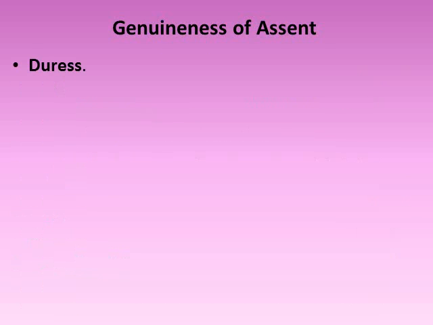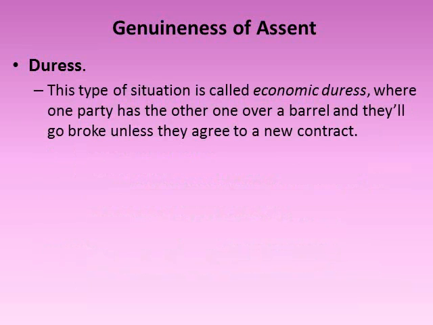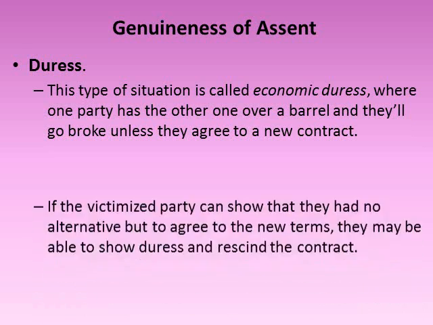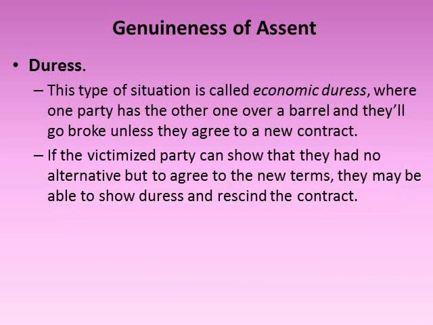So with duress, in this situation, we call it economic duress. I'm not going to break your kneecaps, but I might force you to declare bankruptcy or something like that. So that's where one party has the other one over a barrel, and they'll go broke unless they agree to the new contract in this example. And that happens sometimes. If the victimized party can show that they had no alternative but to agree to the new terms of the contract, they may be able to show duress. And if they can do that, then they can get the court to rescind the contract and let them out. So that can happen sometimes.